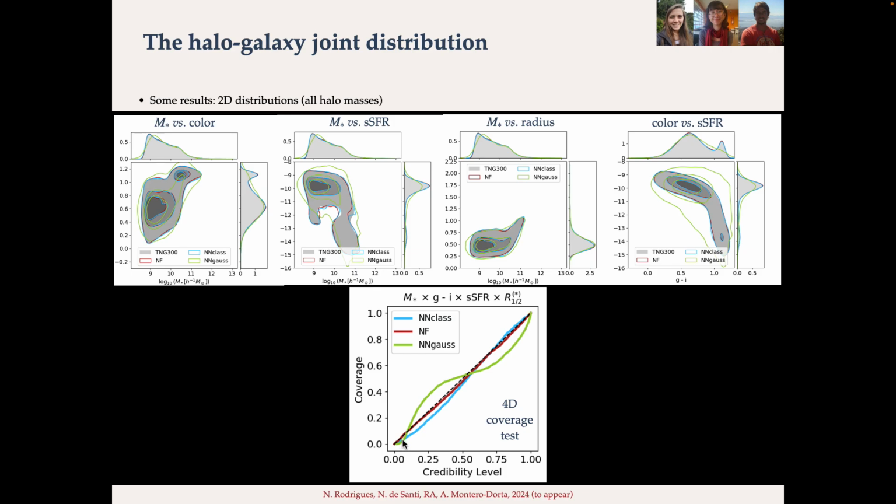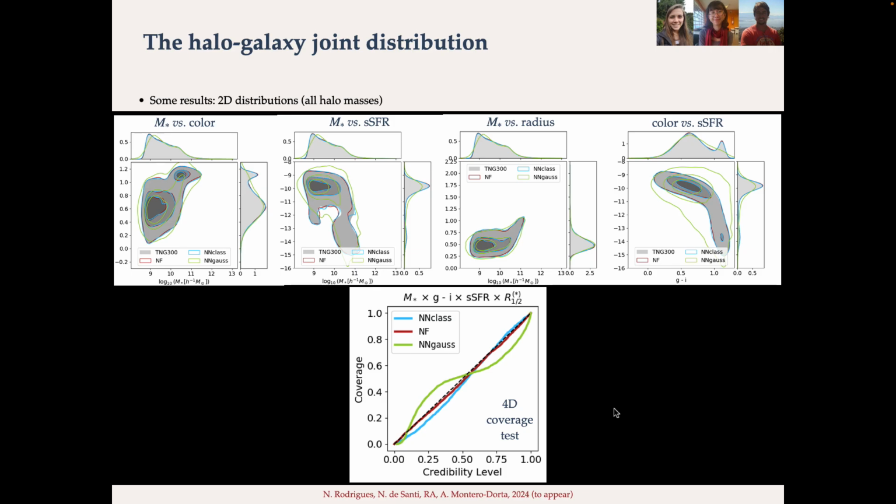So this test is telling you that the Gaussian approximation over predicts the lower likelihoods and under predicts the higher likelihoods, whereas the NN class does the opposite. It just under predicts the low likelihood and over predicts the high likelihoods. And finally, normalizing flows is really following this line perfectly. The better you are along this dashed black line, the better you are. So again, normalizing flows is the best.